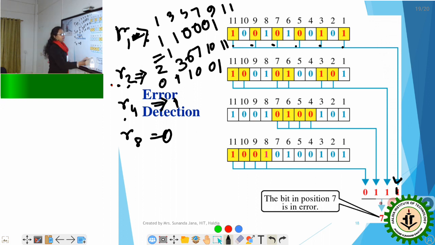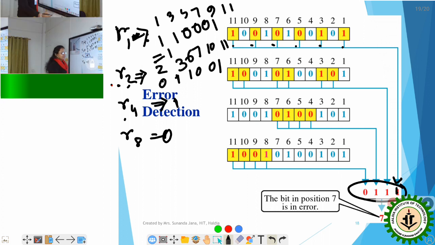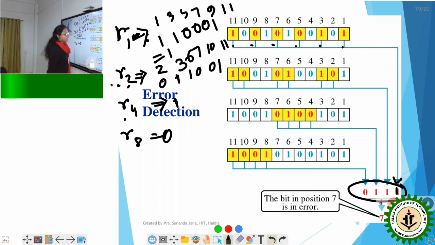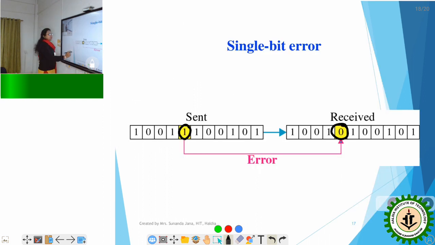Now if we convert this number into a decimal value, we find that the value it is producing is 7. That means it is telling us that in the 7th bit position there is an error. The receiver will simply check that bit, and whatever value was there, it will alter that value. If we alter that value, the value will automatically be corrected.